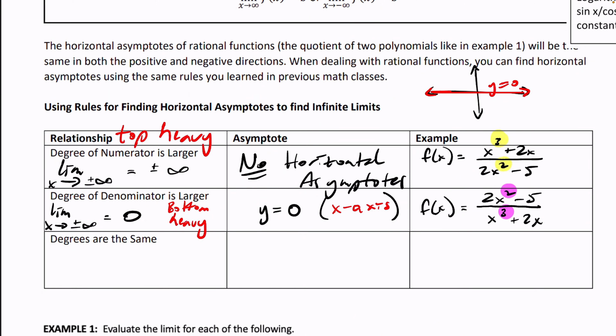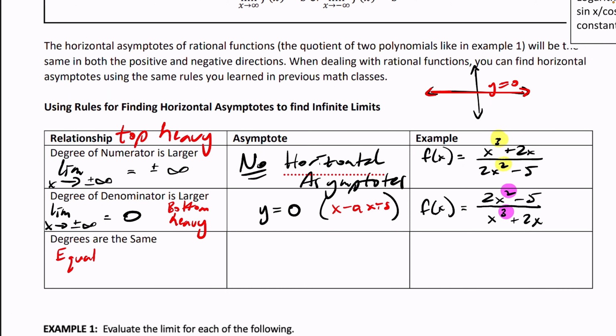Okay? The last example is equally balanced. Before you move on, for the asymptote, when the denominator is larger, you said y equals 0, and then in parentheses after that, the x-axis? Oh, cool. Yeah, it's just another name for it.